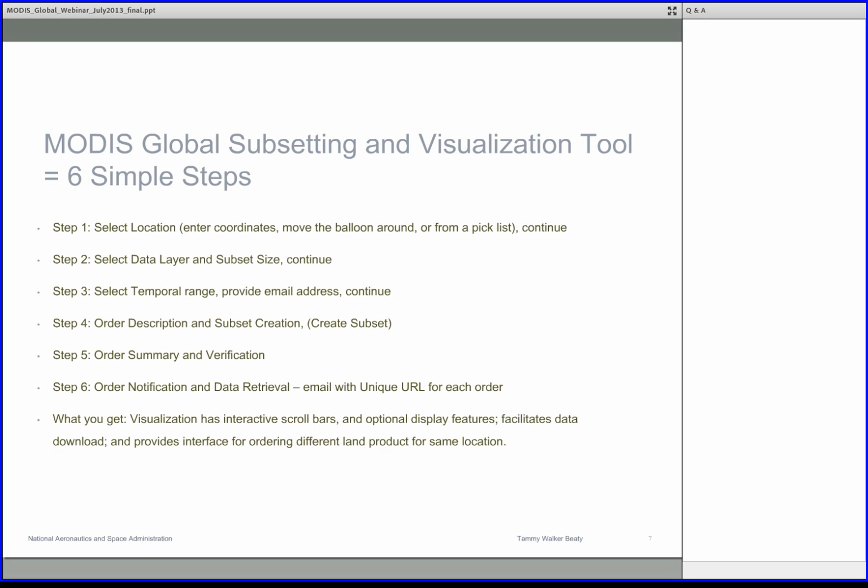So at this point, you're at step 4, where you receive an order description and a button which says Create Subset. Once you press the Create Subset button, you will see an order summary and verification. That order summary shows you where your order is in the queue and gives you a record of exactly what you've ordered. As soon as that order processes, you will receive an order notification and data retrieval instructions within an email which contains a unique URL for each order.